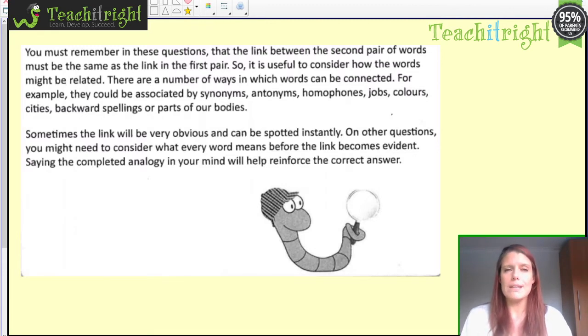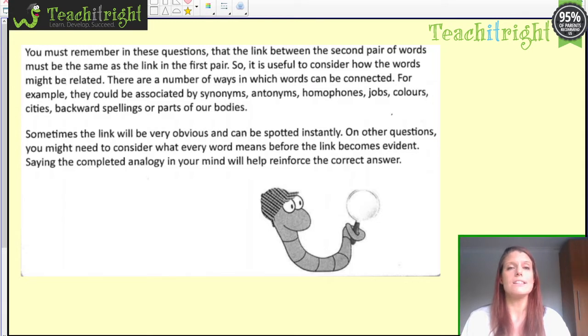What's really most important in these question types is that the link between the second pair of words must be the same as the link in the first pair. So it's useful to consider how the words might be related. And there are a number of ways in which words can be connected. It could be down to word and sentence structure in terms of synonyms, antonyms, homophones. So it could be grammatical, or it could be about what the words mean.